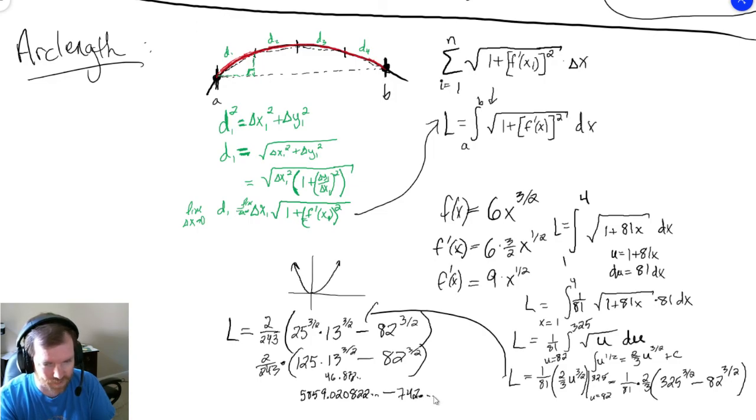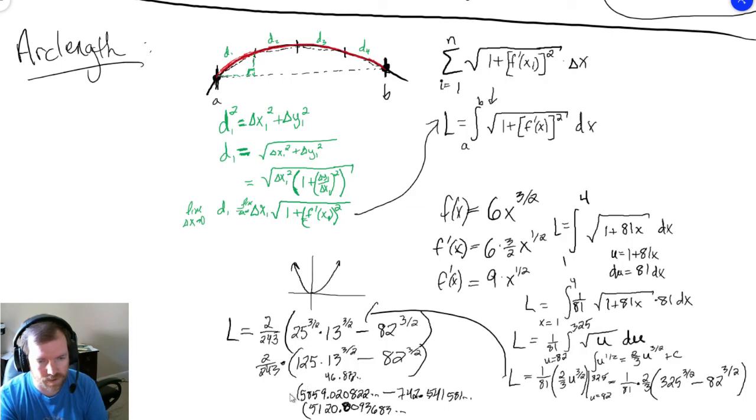I just completely screwed that up. I didn't even pay much attention to what that was in the first place. So, let me try that again. 82 raised to the 1.5 is going to be 742.541581, etc. And again, let's make that negative and add memory recall, which is equal to 5,120.809 3683, more stuff after that, and then all of this is still being multiplied by 2 over 243.